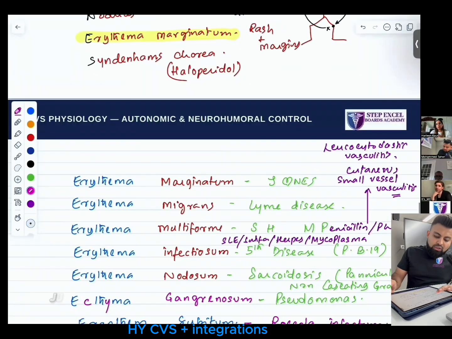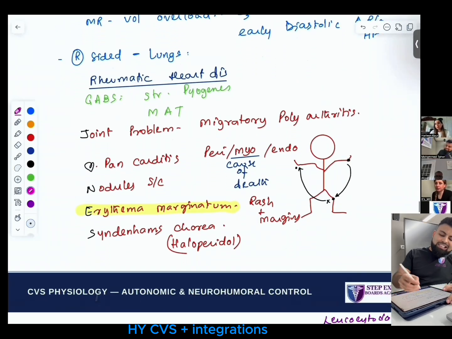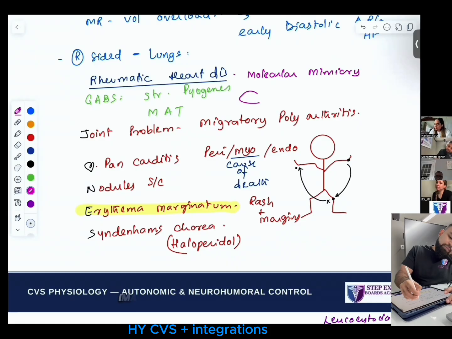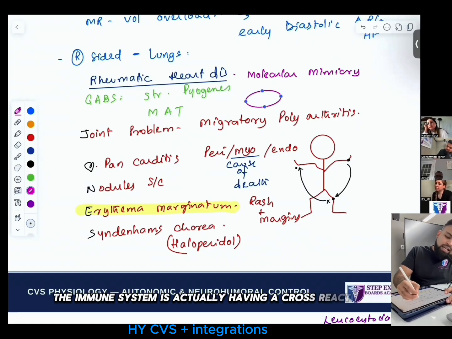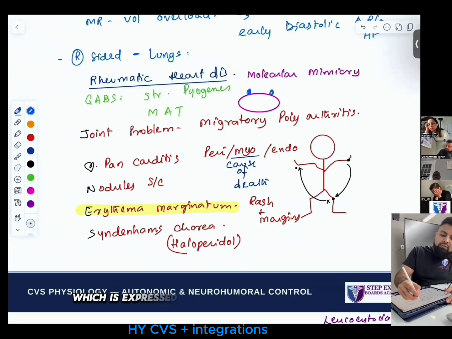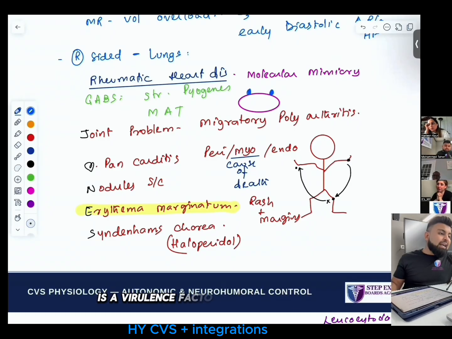Next, just to remember the Jones criteria of rheumatic fever: this is classically due to molecular mimicry, which happens in an individual who had an infection. Imagine this is the bacteria. The immune system is having a cross reaction. What is expressed on the surface of the microbe is the M protein, the antigenic protein. M protein is a virulence factor for this organism.